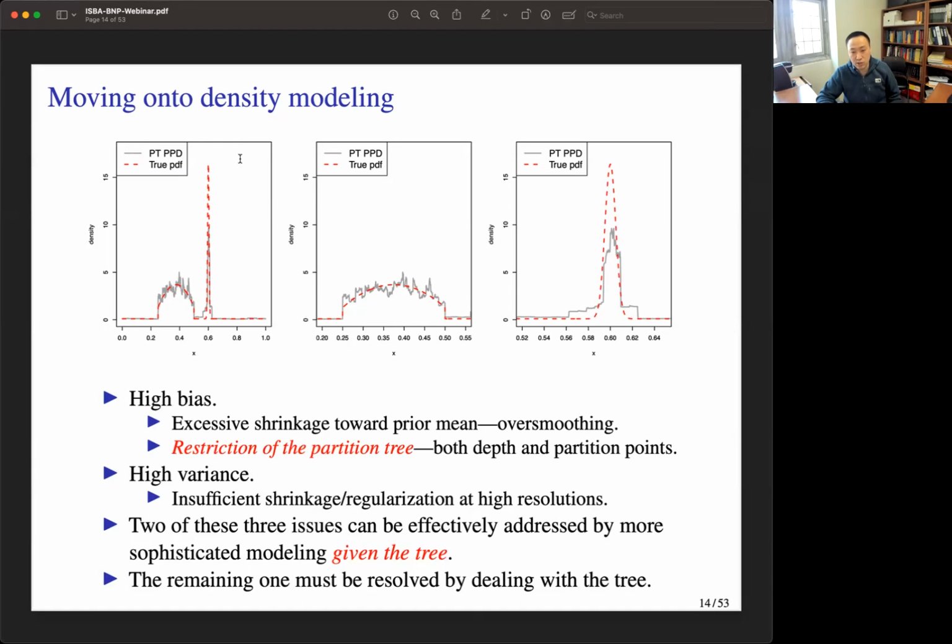Now let's move on to the setting of tail-free processes or Polya trees, where the goal is not to build a generative model for mixture models, but to build a generative model for densities. This example is taken from my paper in 2017 on the adaptive Polya tree. If you look at the left plot, the red dashed line is the true density. And now I simulated, I think 100 data points, I forgot exactly the sample size. And I fitted a standard Polya tree model to it.